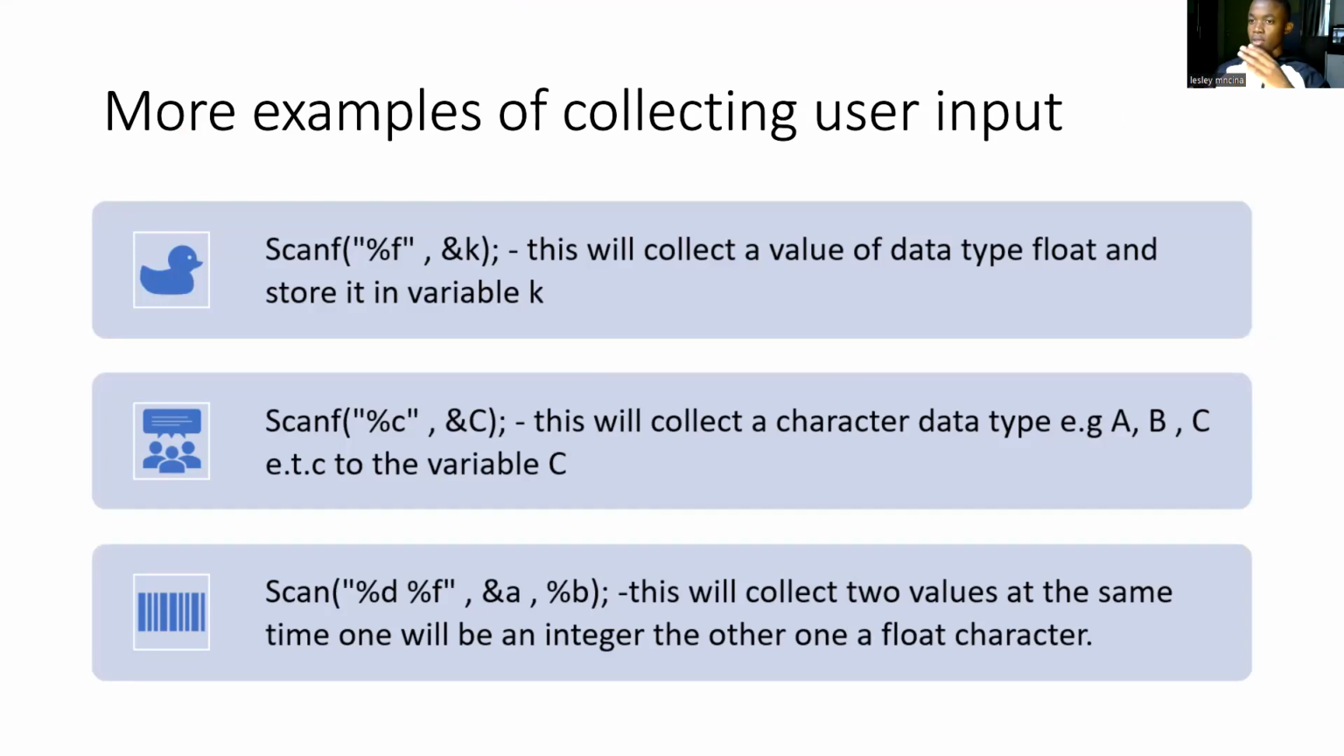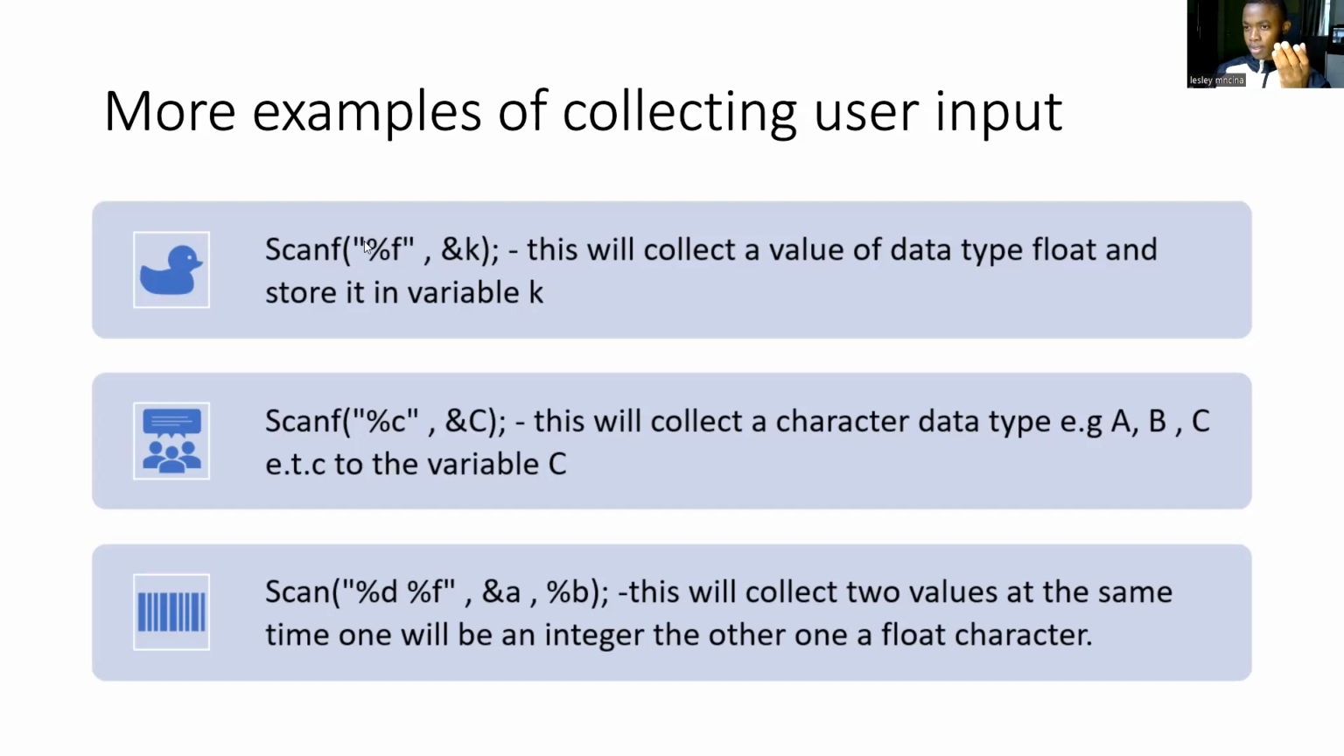More examples. So we have scanf, the format specifier. What kind of data type are we collecting? We're collecting float. F is for float. Okay, float. Remember, I said float is a number with a decimal point or a floating point number, okay? 0.1, 2.5, any number which has a floating point is called a float.